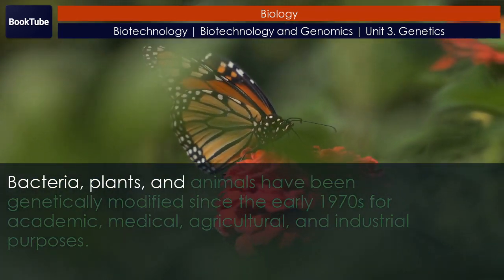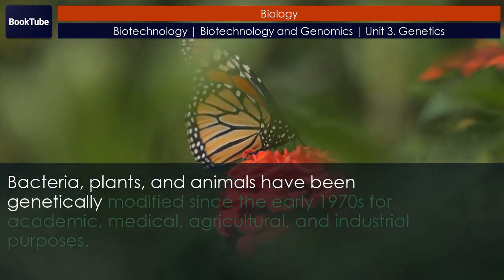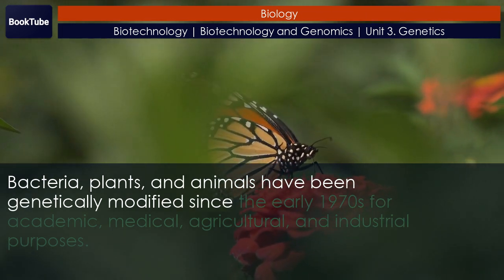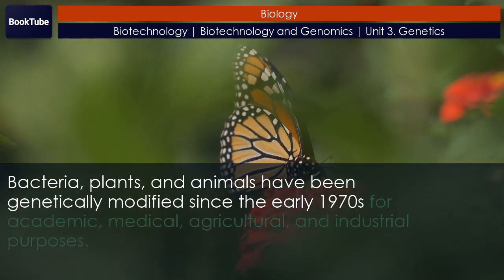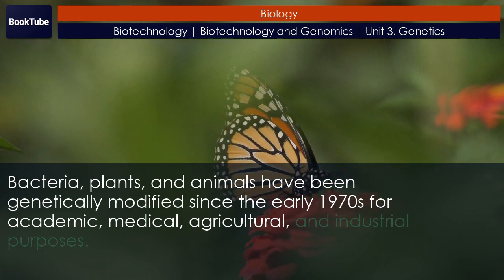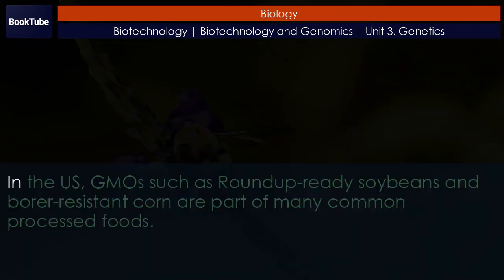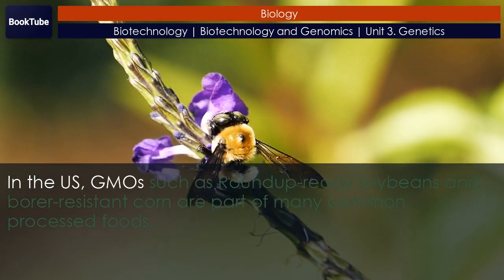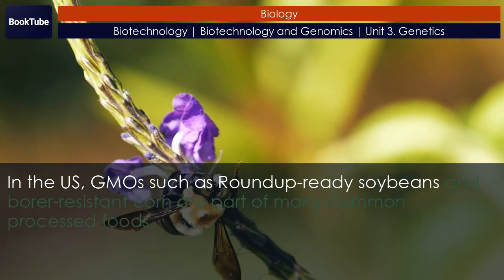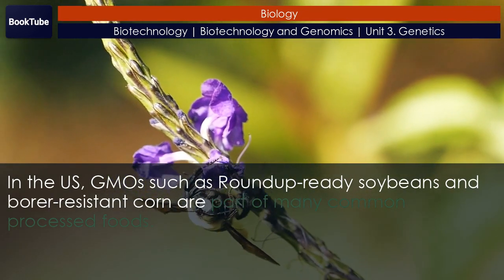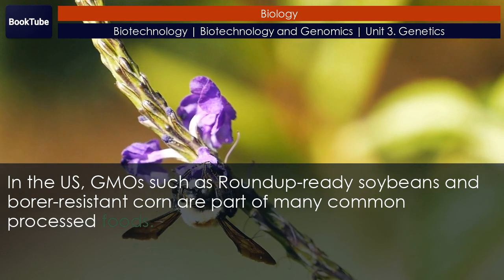Bacteria, plants, and animals have been genetically modified since the early 1970s for academic, medical, agricultural, and industrial purposes. In the U.S., GMOs such as Roundup-ready soybeans and borer-resistant corn are part of many common processed foods.